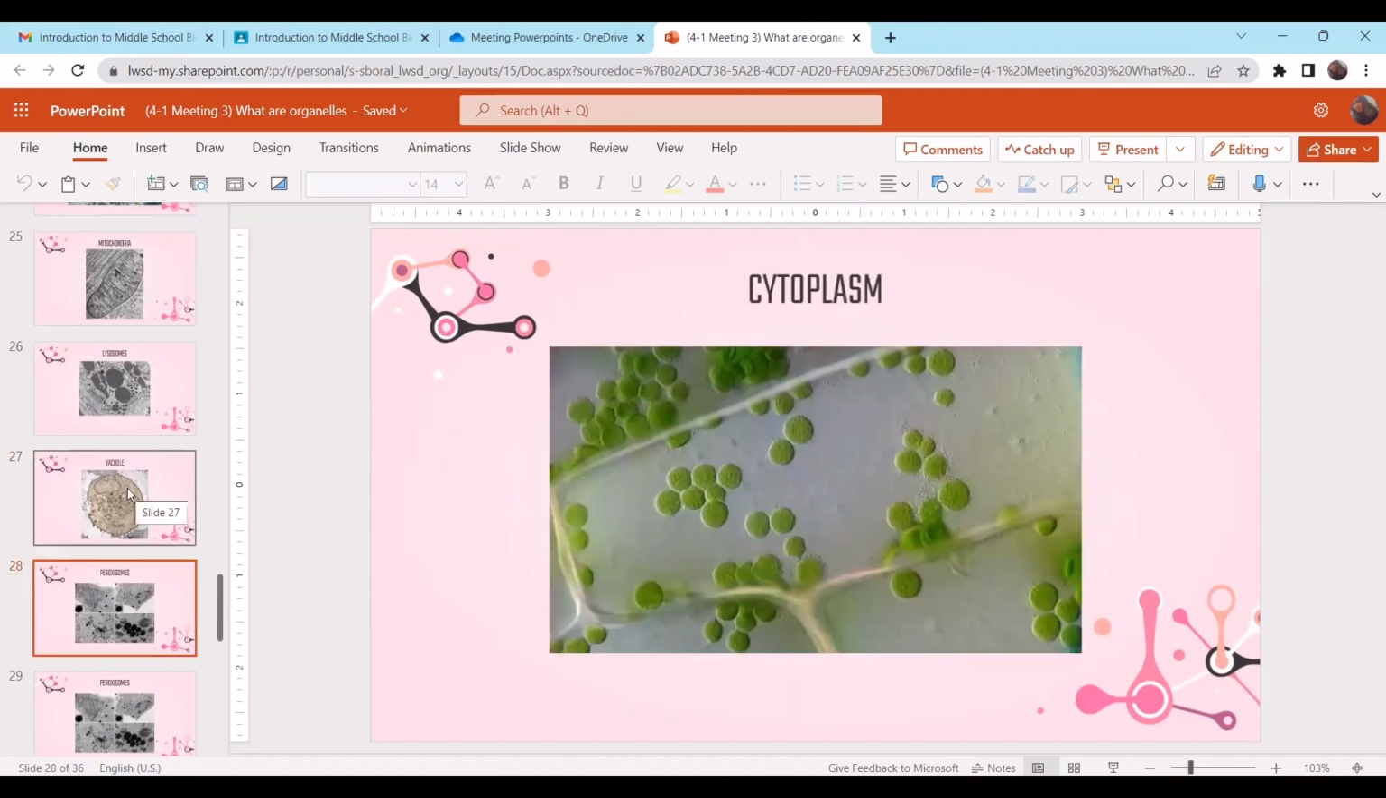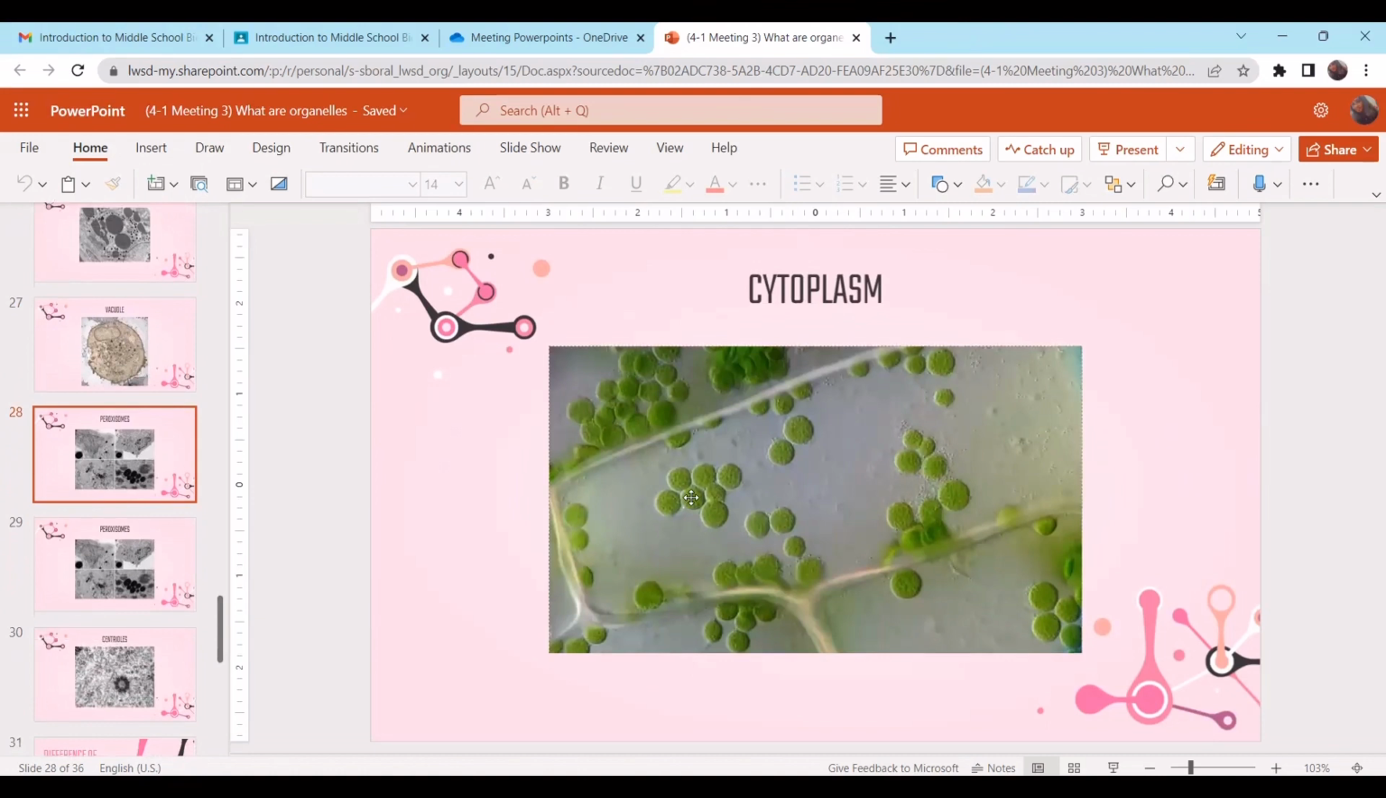Okay. Next is cytoplasm, which is a jelly-like fluid. These green dots are actually part of a plant cell. They are called chloroplasts. They basically give plants the green color that they have. But this jelly-like fluid, other than these green dots you can see, is the cytoplasm. So it's kind of this entire thing. There you go.